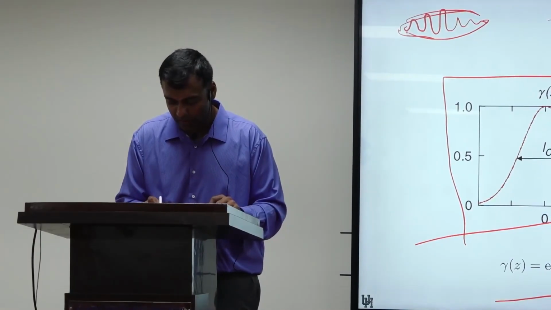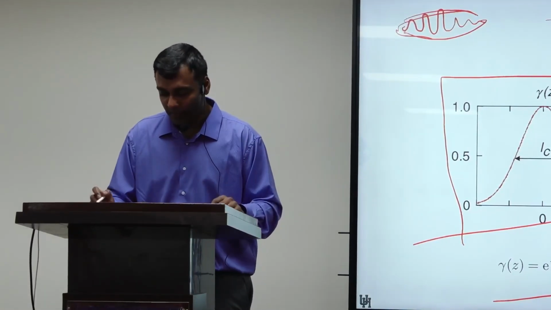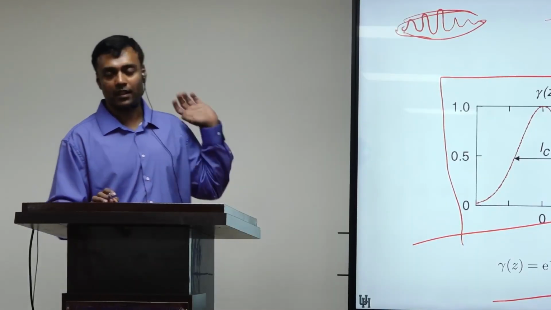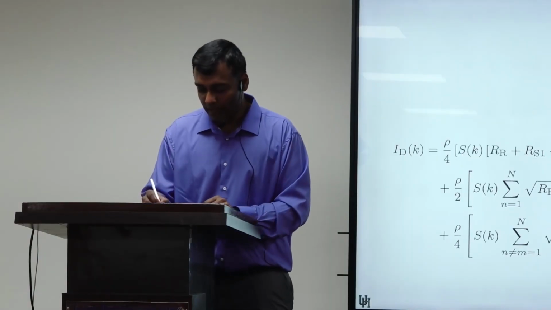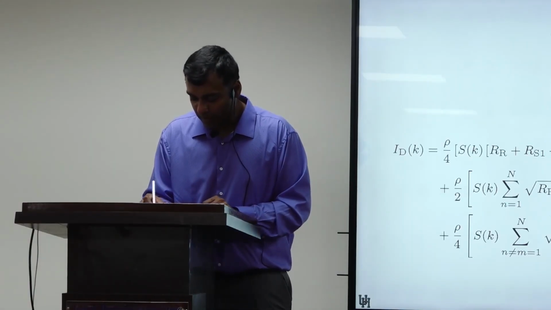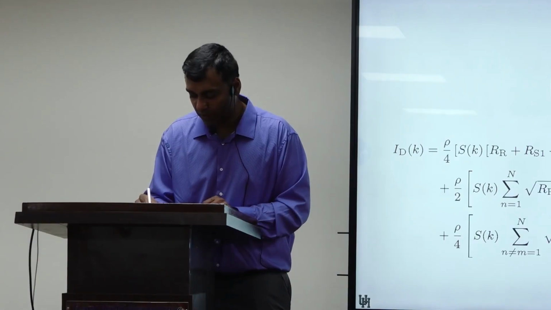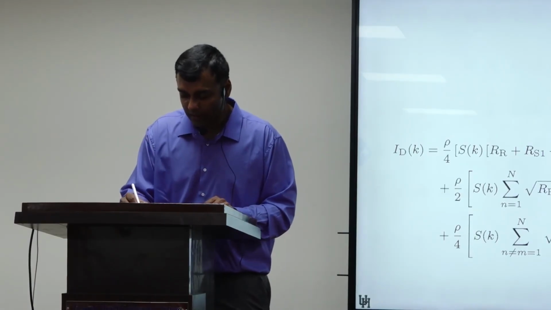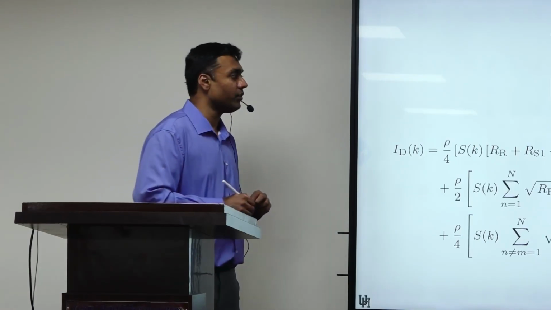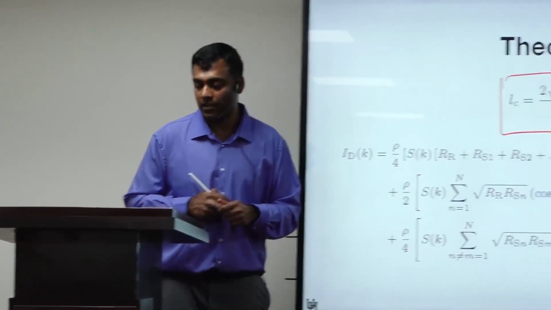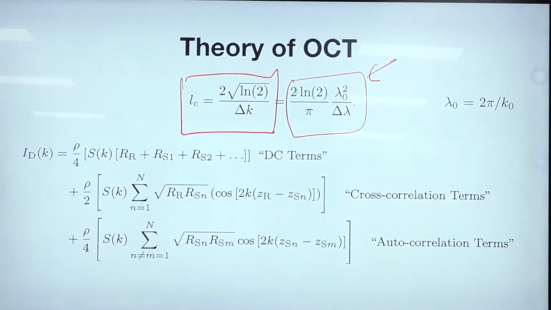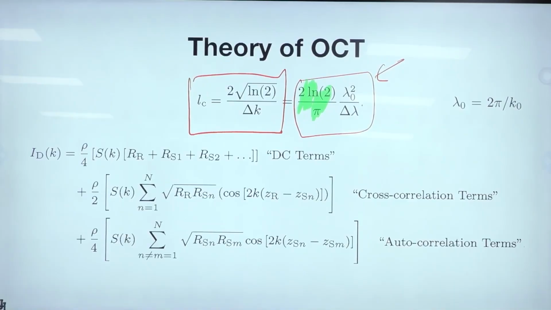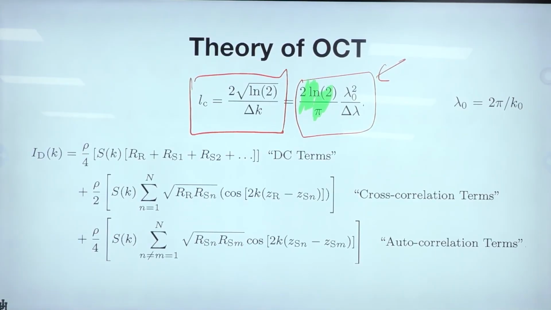So this is the mathematical relationship between the coherence function and the spectrum. I won't derive this, but there is a way to actually figure this out. This is the equation for the resolution of OCT along the Z direction. Let me ask you to ignore some of these things and focus just on this portion.